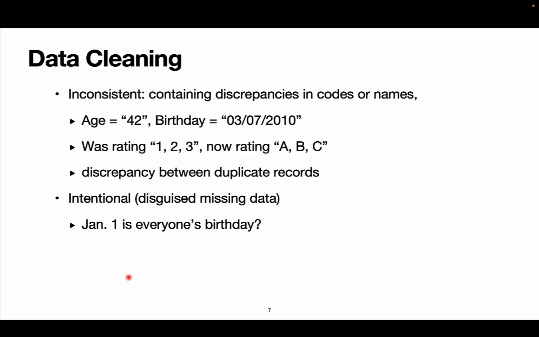Inconsistent data has discrepancies in recording, like using an absolute number for an age instead of a date type for the birth date, letters and numbers. Sometimes inconsistency is intentional. People don't like to fill in their birth dates in all of these web forms, so they end up using January 1st as a value.